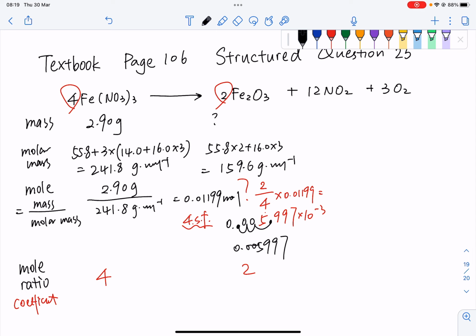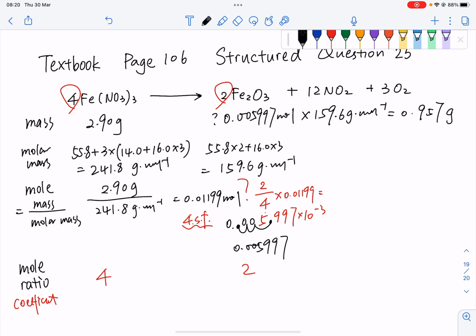So for the mole, it is 0.005997 mole, and then times 159.6 gram per mole. The answer should be equal to 0.957 grams. So here it should be the answer for A1.